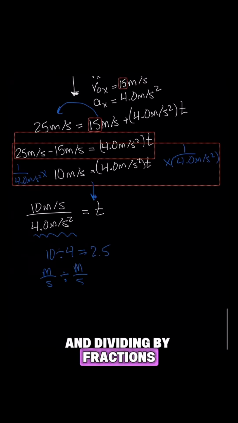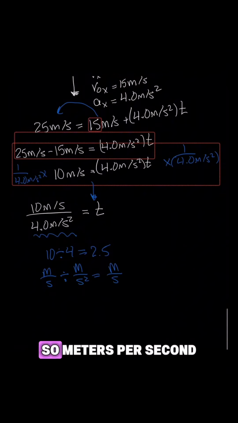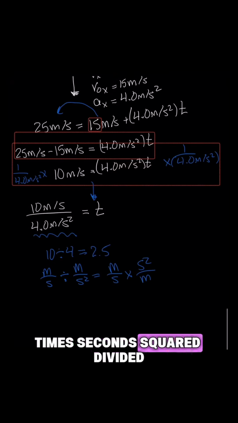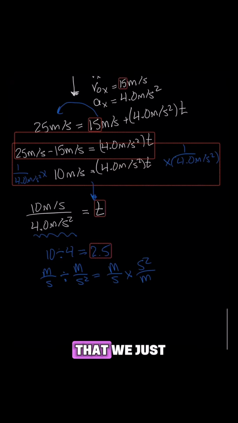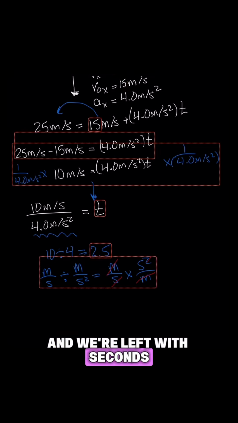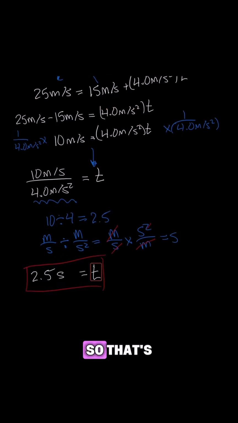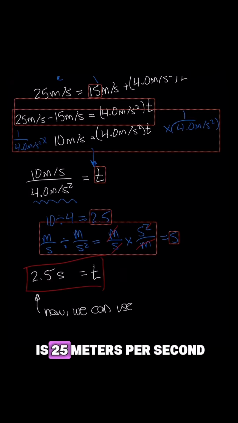And dividing by fractions is the same as inverting and multiplying, so meters per second divided by meters per second squared is the same as meters per second times seconds squared divided by meters. So if we do that, we can cancel out the meters and one of the seconds, and we're left with seconds. So we got our final answer here for the time equal to 2.5 seconds. So that's going to be the time when the velocity is 25 meters per second.